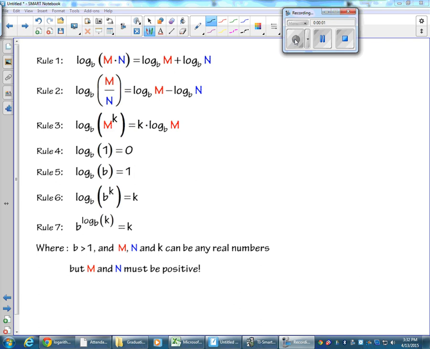This is going to be a few problems in section 5.4, which we had today. Before we start 5.4, we need to know a few rules. So these are our basic rules for logarithms.